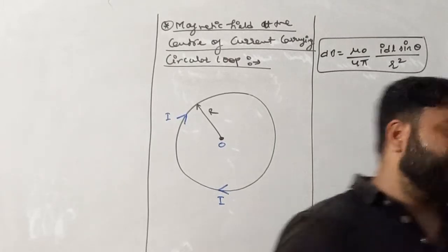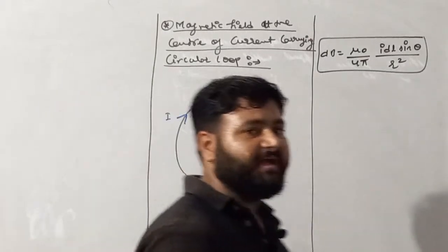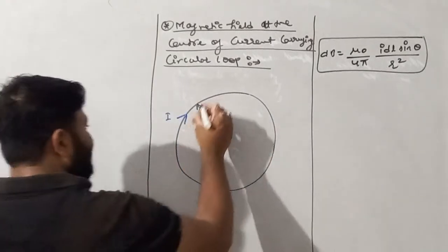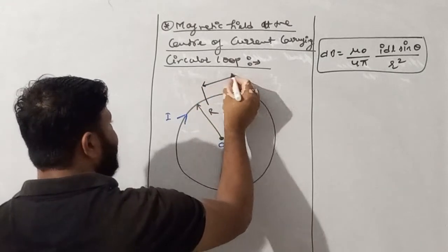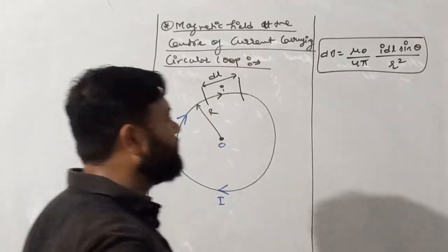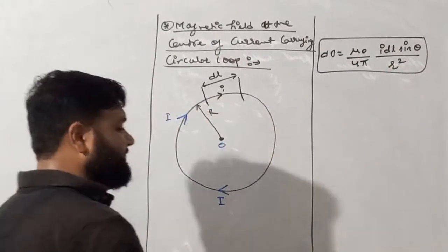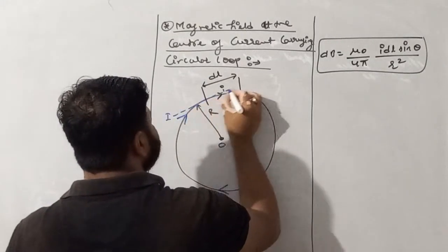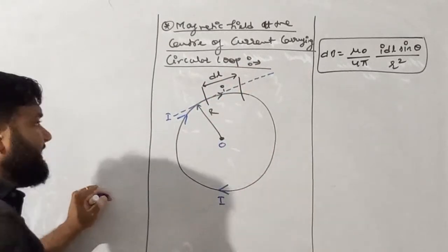So my dear student, first of all, we have to consider a current element in this wire. So let's take a current element, that is a small part of this wire. Let's suppose it is dl and current is I. Now we all know that a current element is represented by drawing a tangent. So let's make a tangent. This is the tangent which shows the direction of current element.